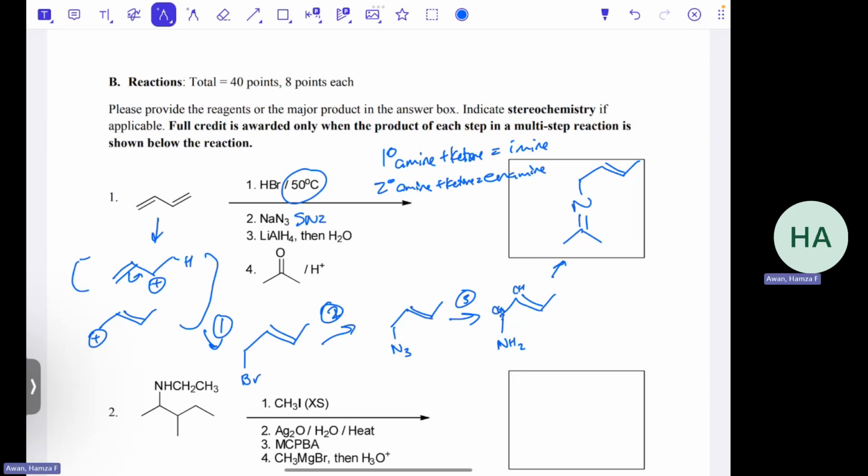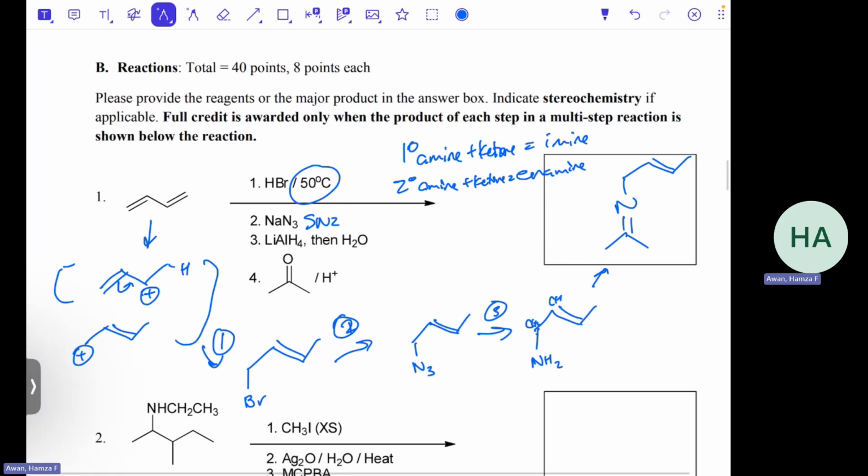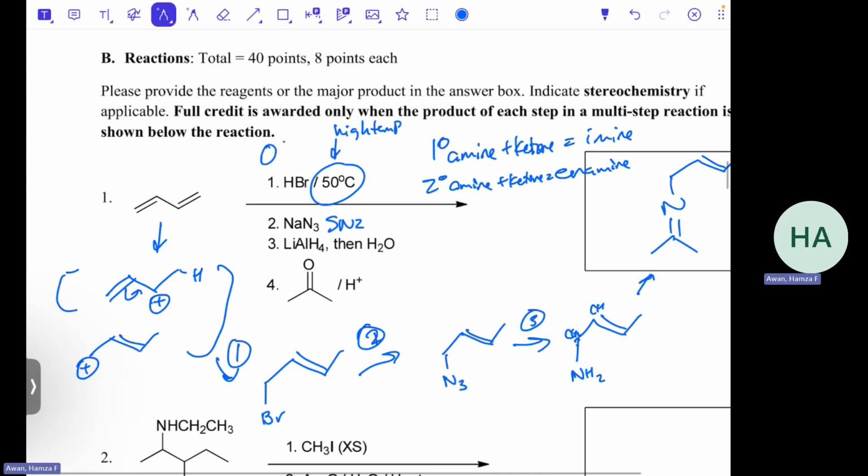Yeah, so that's a good question. This is the high temp. So 50 degrees is going to be your high temperature. We want it to be more subbed. And then whenever it's a low temp, she's going to put 0 degrees Celsius. And that's going to tell you that you want to use this one to brominate the less subbed. That's a good question. Anyone else?